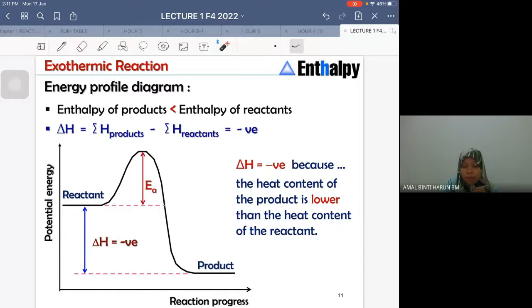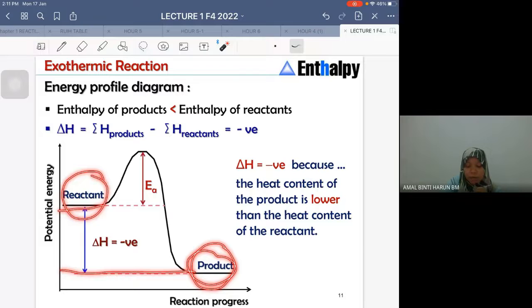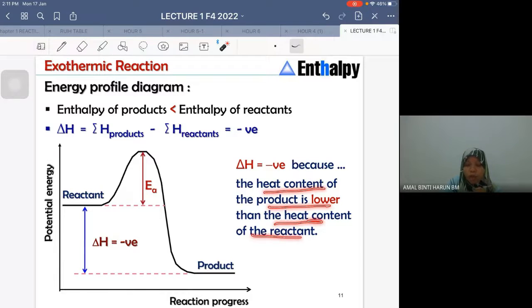of heat tu dalam energy profile diagram, where the enthalpy of product didapati enthalpy produk ni kurang daripada enthalpy of reactant. Okay, you can see here, this is the enthalpy of product, rendah berbanding enthalpy reactant. So nilai yang rendah tolak nilai yang besar, which is produk yang rendah tolak yang besar untuk reactant ni, kita akan dapat negative value. So negative value because the heat content product is lower than the heat content of the reactant.